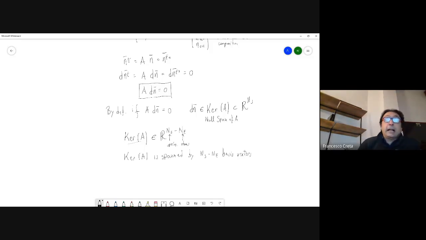Okay, and we will call this basis of this subspace, the kernel of A, n_k. So these are vectors that still have N_s components, so they still belong to R^N_s, but their number is N_s minus N_e.